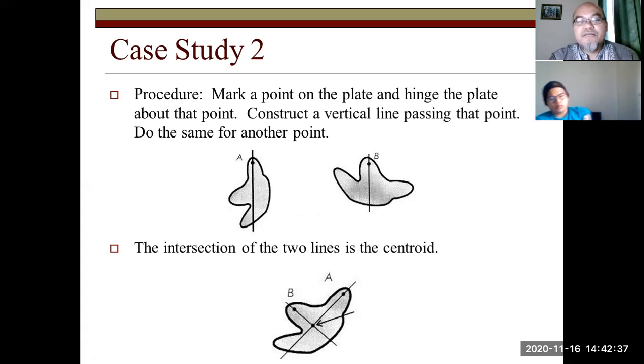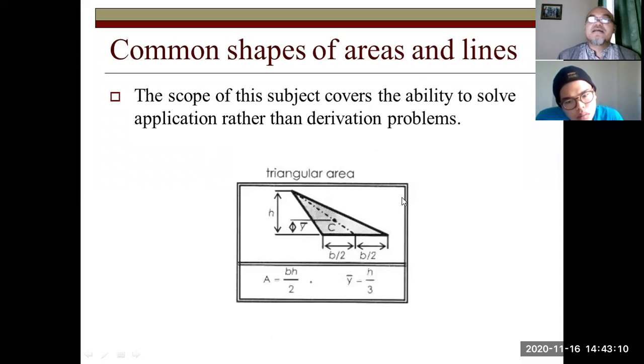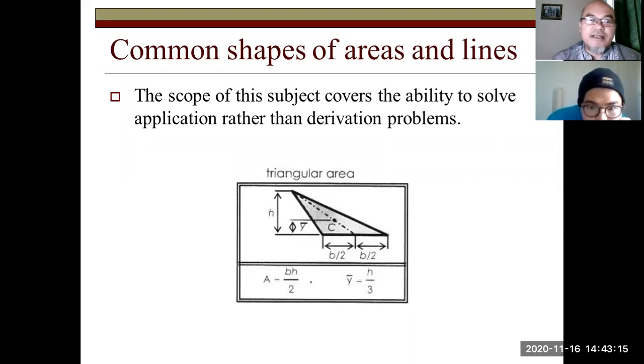The procedure is to mark a point on that plate and hinge the plate about that point. We mark a point and then hang it. Hinge means it becomes a rotational axis. We draw a vertical line passing through that point. We shift it and then do another point. The intersection of these lines becomes the centroid. The more lines we draw, the more accurate the centroid will be. That is the method for determining the centroid of areas and lines.